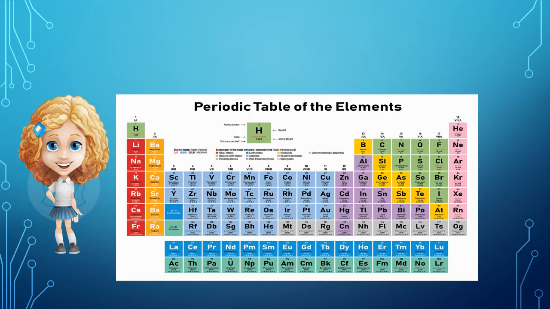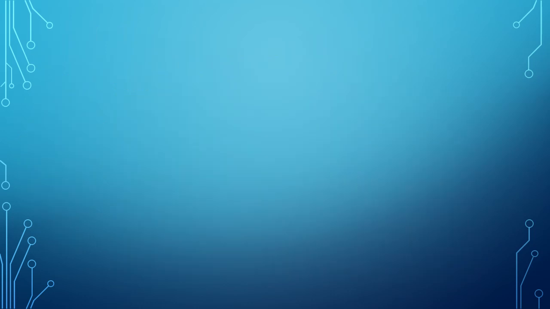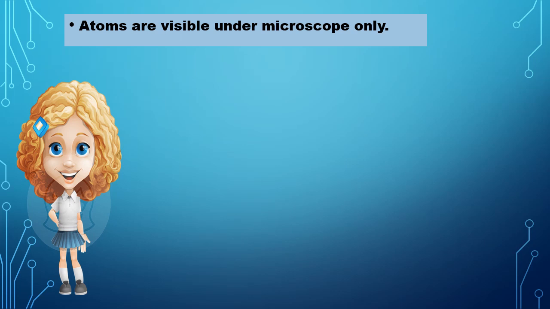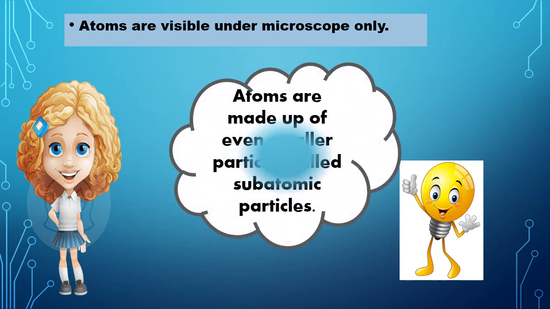Yes, I know. Matter is made up of tiny particles called atoms. There are about 118 different kinds of atoms. Atoms are fundamental particles of matter and are also called elements. Atoms are so tiny that they are visible under special microscopes only. Very good, Ellie. You really know well. But you will be surprised to know that atoms are made up of even smaller particles, which are called subatomic particles.